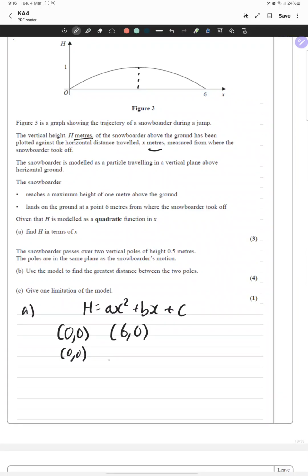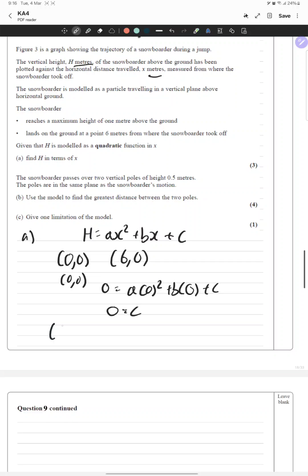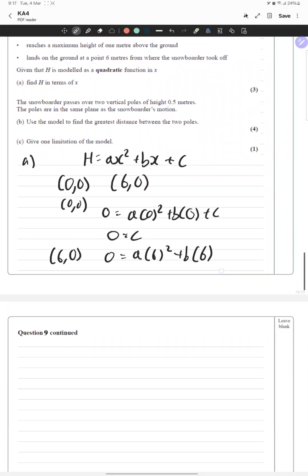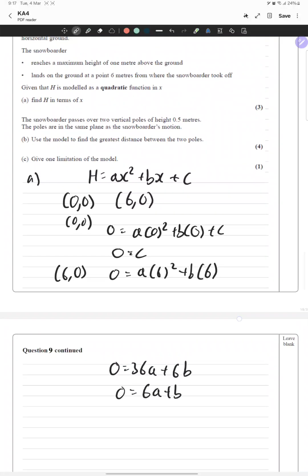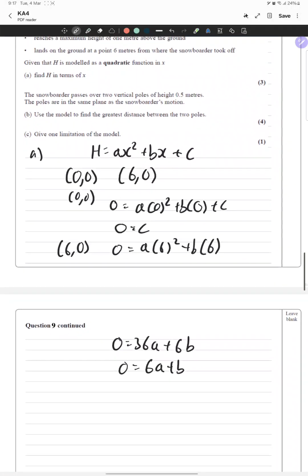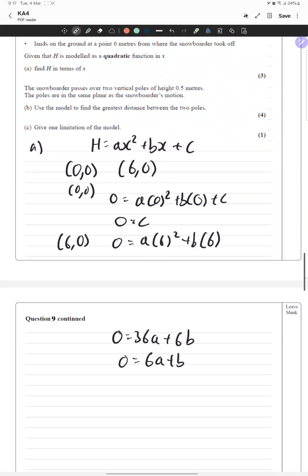So 0, 0: 0 is a times 0 squared plus b times 0 plus c, so 0 is c. Well, that's nice. Now with that, if we sub in 6, 0, we get 0 is a times 6 squared plus b times 6, or 0 is 36a plus 6b. We can make it a little bit easier, can't we? 0 is 6a plus b. Okay, so we're going to need another point to make another equation.